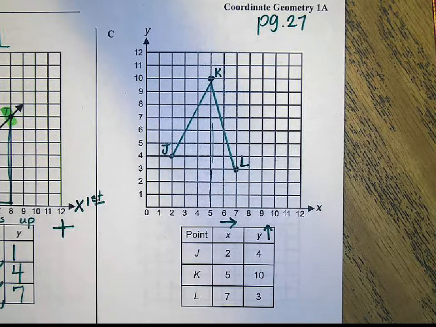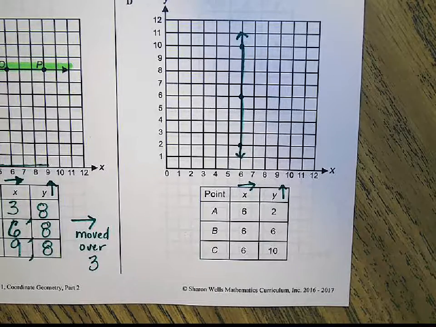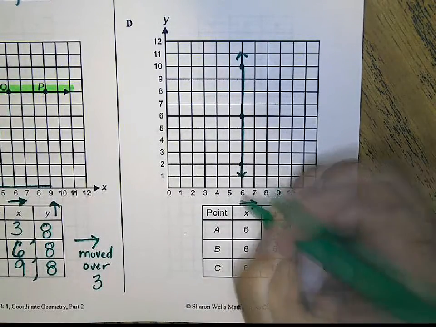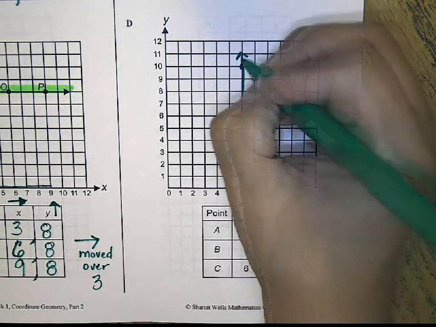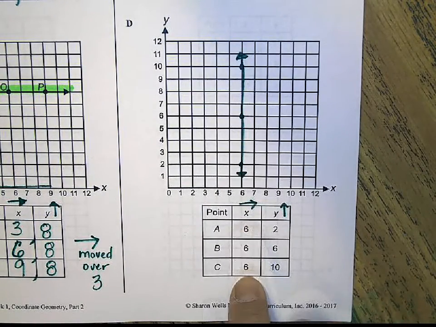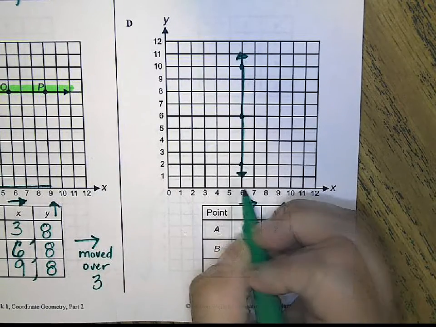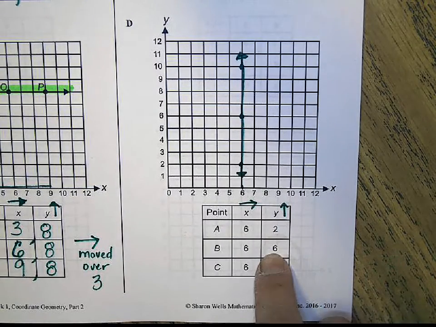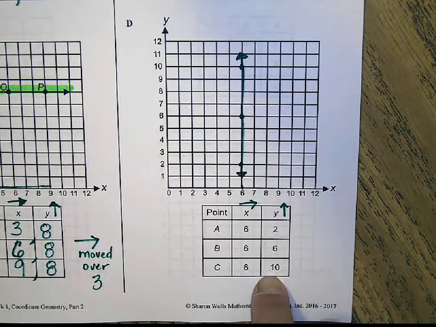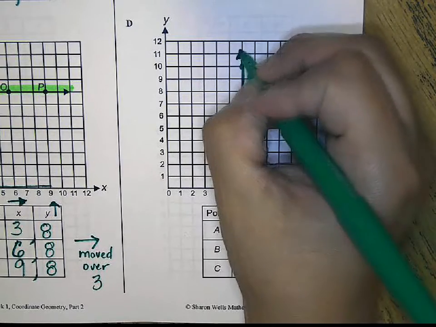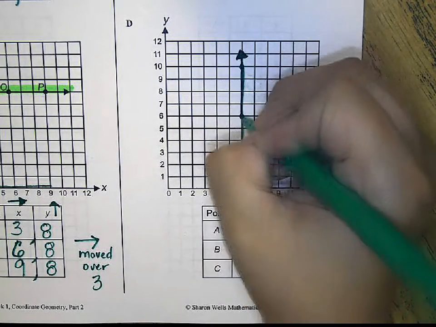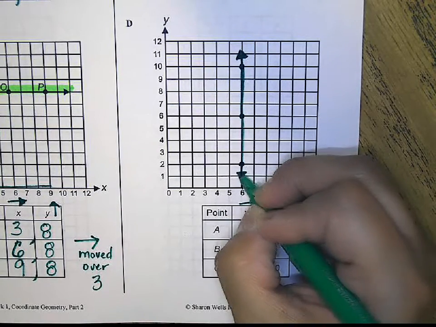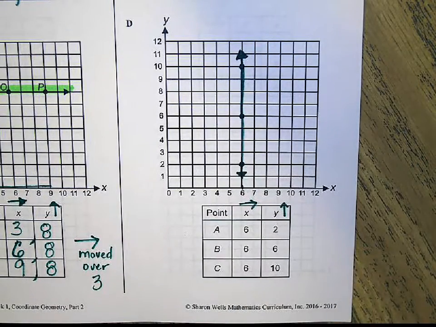Go ahead and do D by yourself. Okay, I've gone ahead and plotted my points on letter D. If you notice for letter D, you have a straight up line because your X are all 6s. So when you come over here to the 6, you know you're going to stay on your 6. You're going to go up 2, up to 6, and then up to 10. Please make sure to put your little arrows on your line, because this is a never-ending line. It doesn't have endpoints. It just has points throughout.